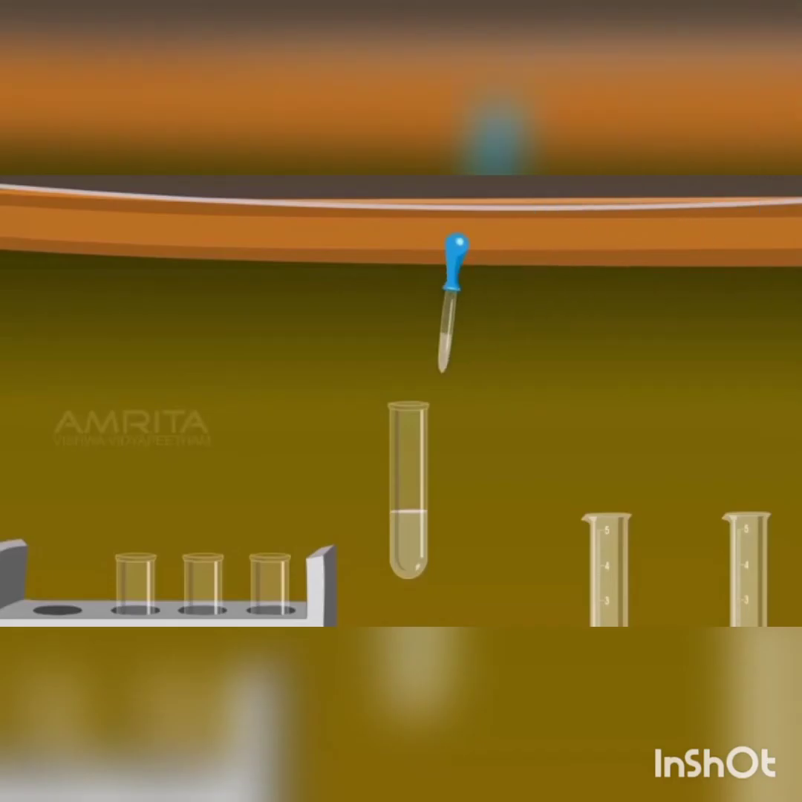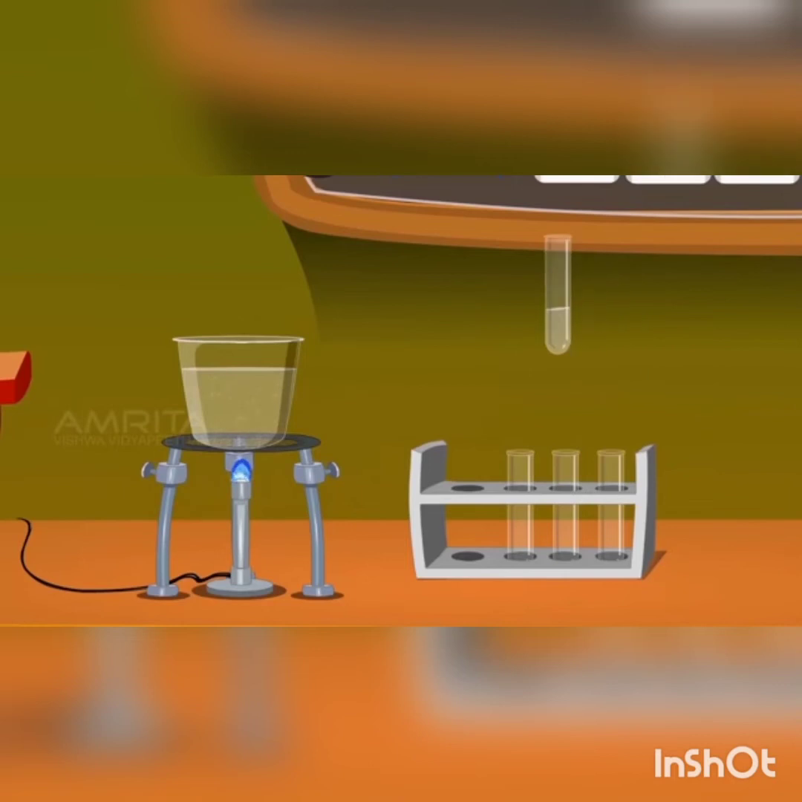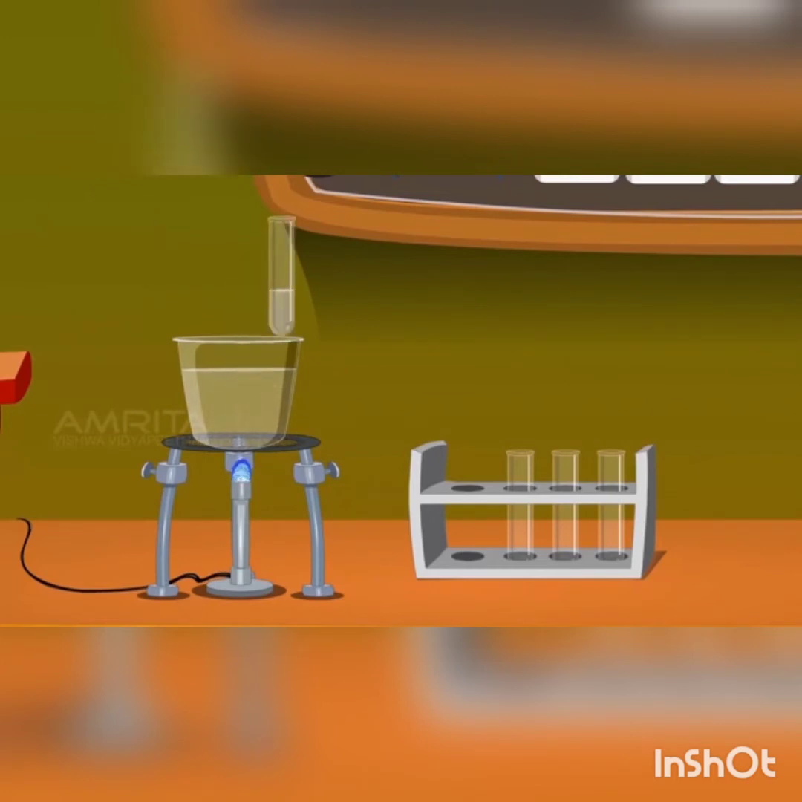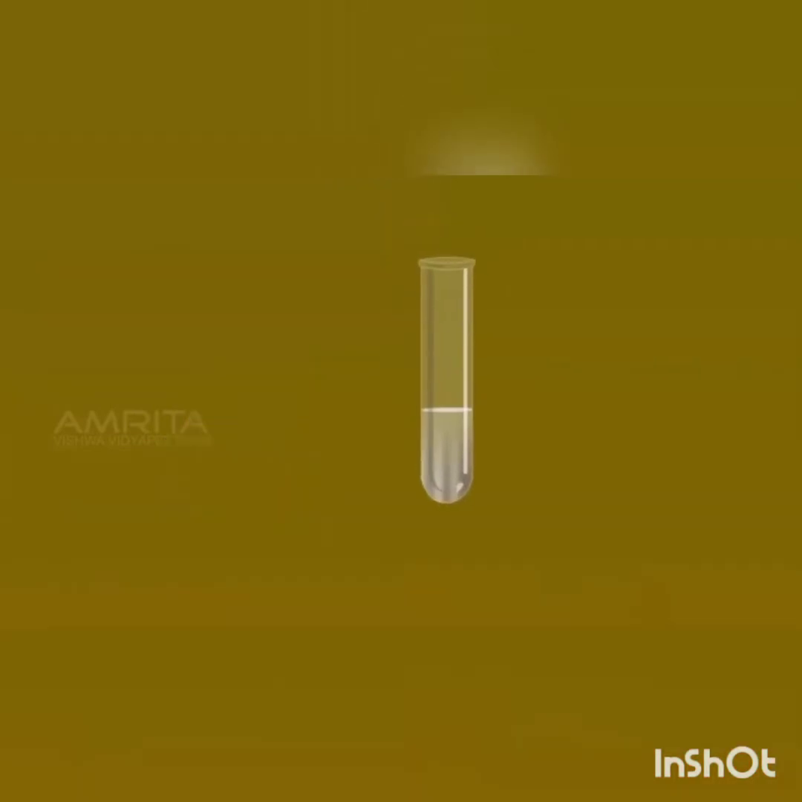Add 2 to 3 drops of the given liquid to the test tube. Warm the test tube on a water bath for 5 minutes. In the presence of aldehydes, the silver ions in the test reagent are reduced to elemental silver and accumulate on the inner surface of the reaction vessel, producing a silver mirror effect on the inner surface of the vessel.